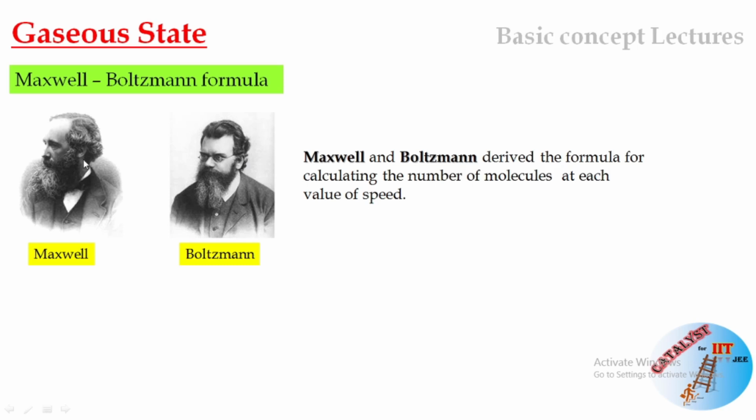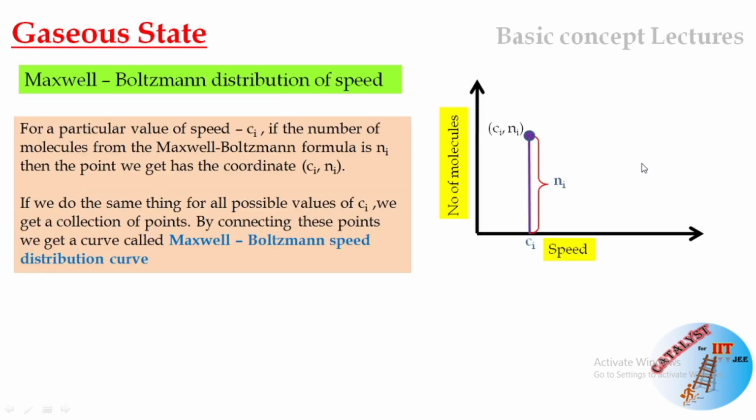Two famous scientists named Maxwell and Boltzmann derived a formula, known as the Maxwell-Boltzmann formula, for calculating the number of molecules at each different value of speed. Now let us look into this graph here, where the x-axis represents the value of speed and the y-axis represents the number of molecules. Let us assume that for a particular value of speed, that is Ci, the number of molecules from the Maxwell-Boltzmann formula is Ni.